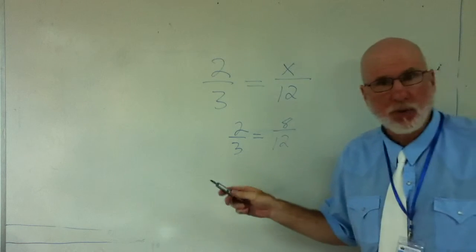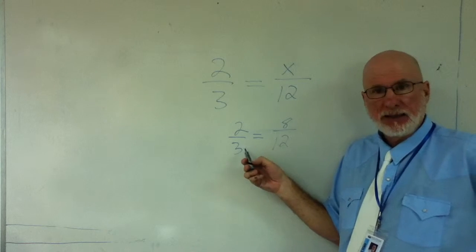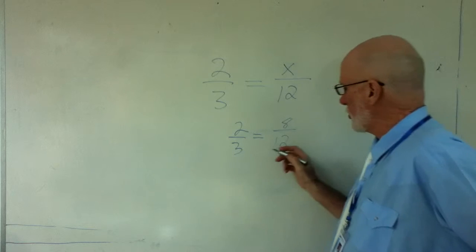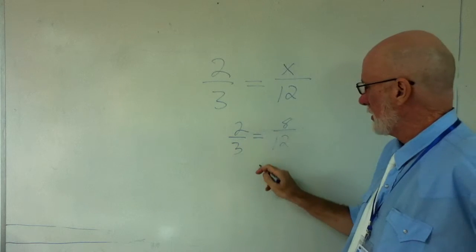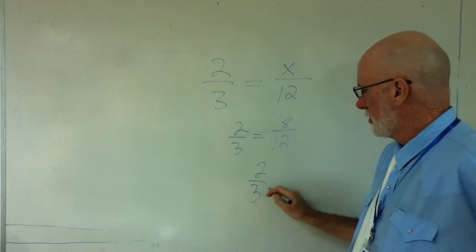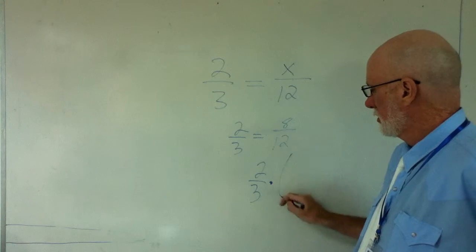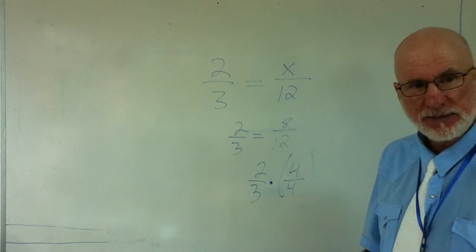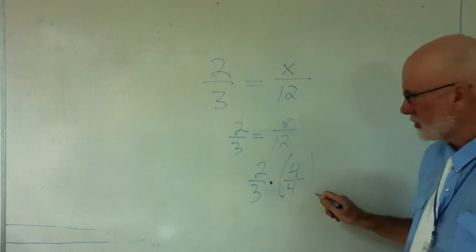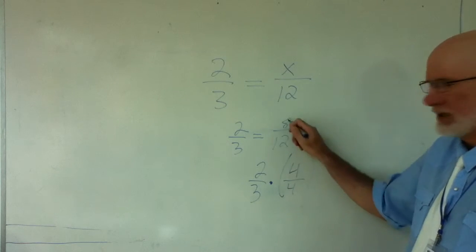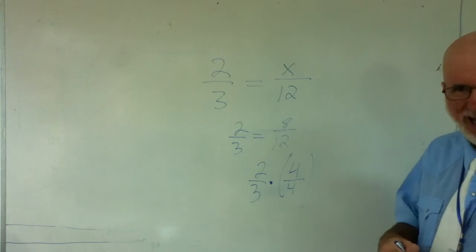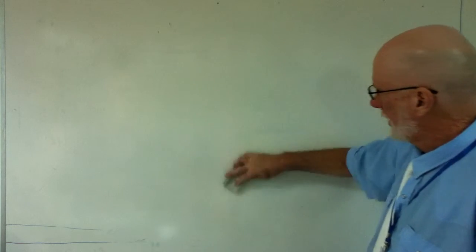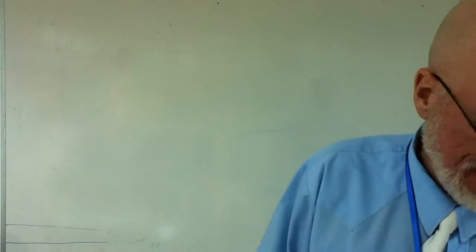Or you could say to yourself, well, what did I multiply 3 by to get 12? 4. So then what you would do is multiply 2/3 times 4 over 4. So you'd say 3 times 4 is 12, 2 times 4 is 8. So you can do it either way. Are we all right with that? Yes or no?